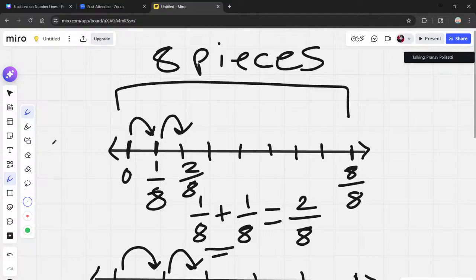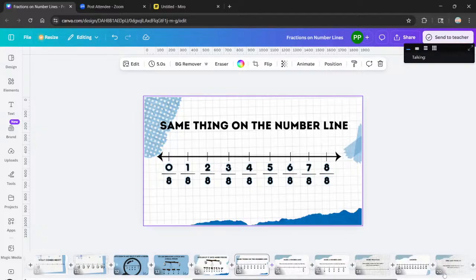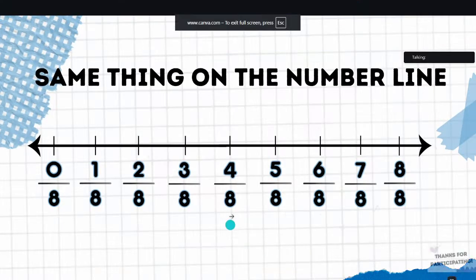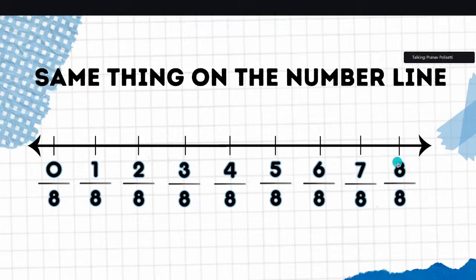And we continue on like that until we get this number line. So we start from 0 divided by 8. And we go all the way to 8 divided by 8 because we have added all 8 pieces. And we have all 8 pieces with us now.